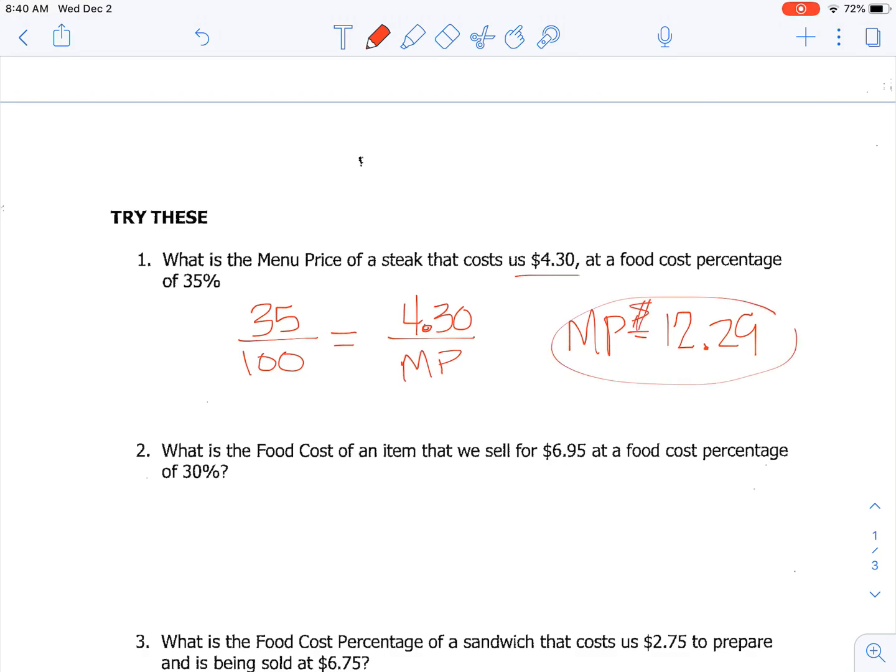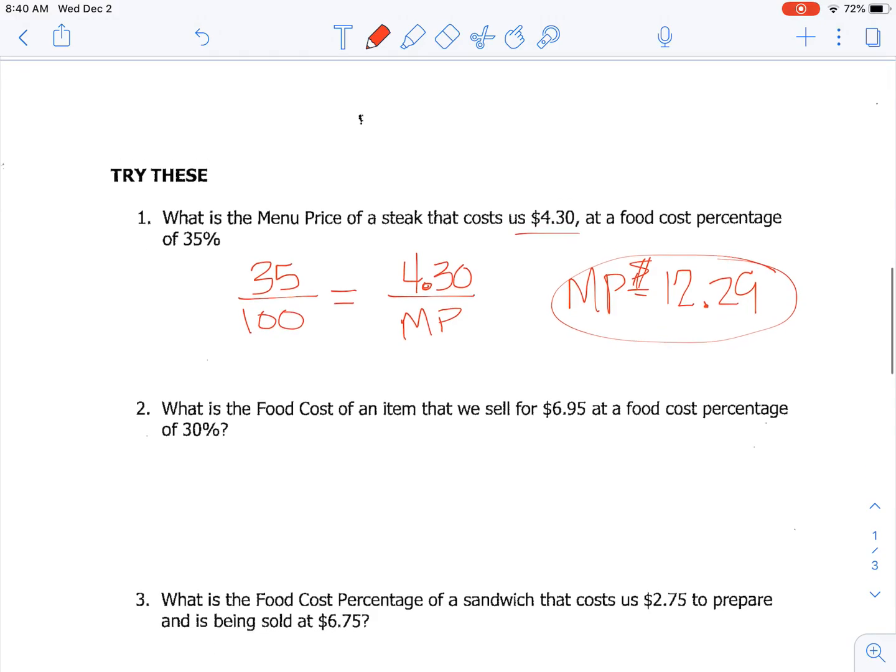And now you're thinking, wow, that's a lot of money. If it only costs us $4.30 to make it, and we're selling it for $12.29, we're making a lot of profit. We're making a lot of revenue. It's not necessarily profit, because remember, still out of this $12.29, we still have to pay for gas, electricity, insurance, the cost of our employees, all those different things, right? So even though that seems like we're making a lot of money off of that, it's not as much as you think, I guess.